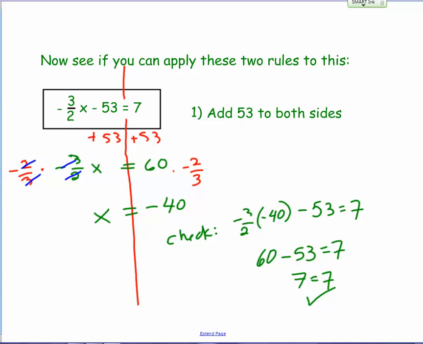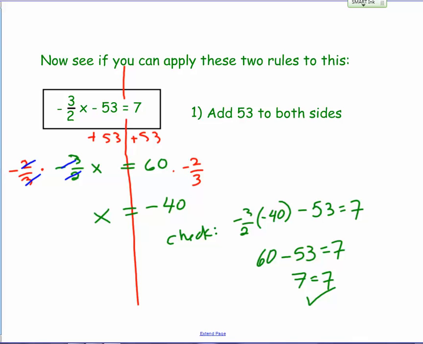And we applied these two rules to some equations where a is a fraction. And that usually scares you guys off, and I just want you to see it's not hard. It's the same 2 steps. So we're going to undo the subtraction by adding 53 to both sides. And then we have negative 3 halves times what number equals 60.